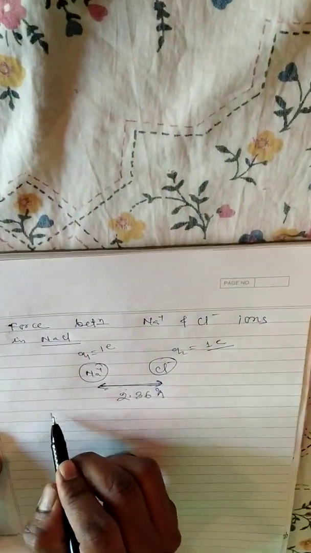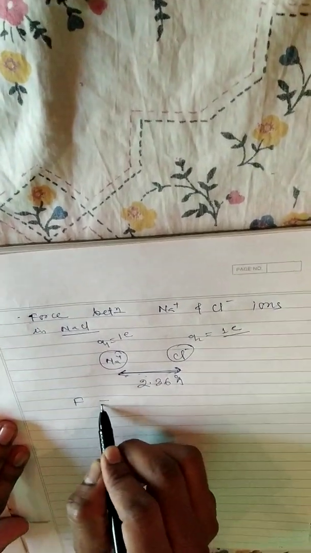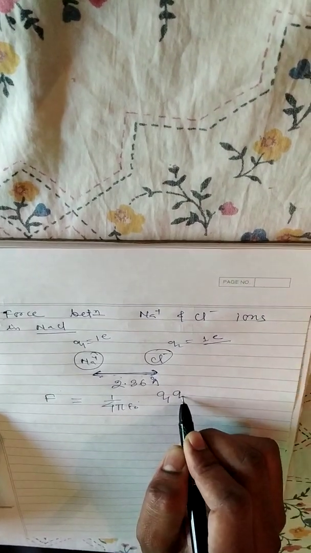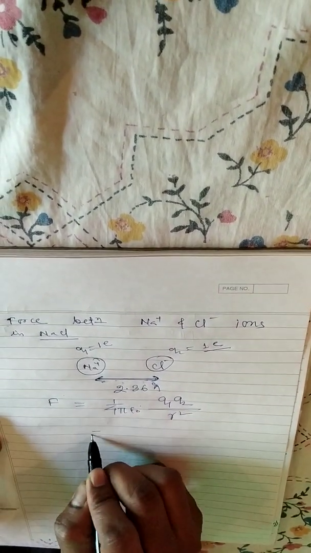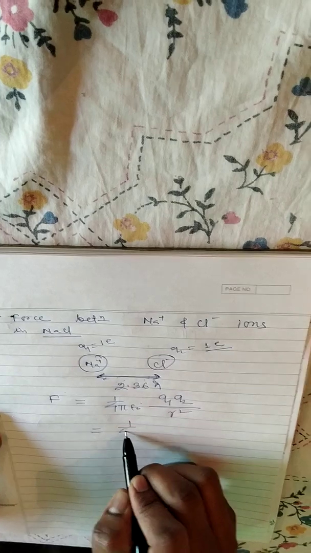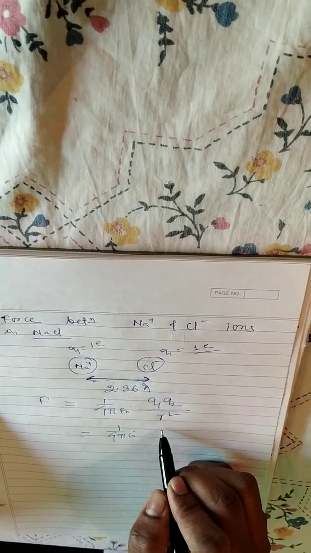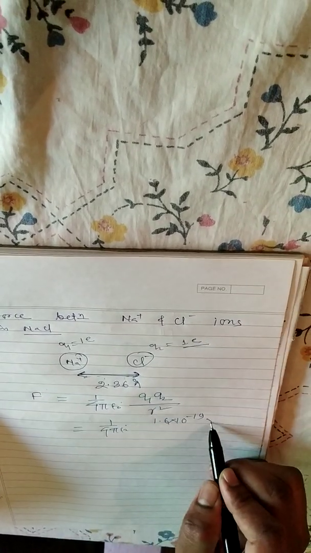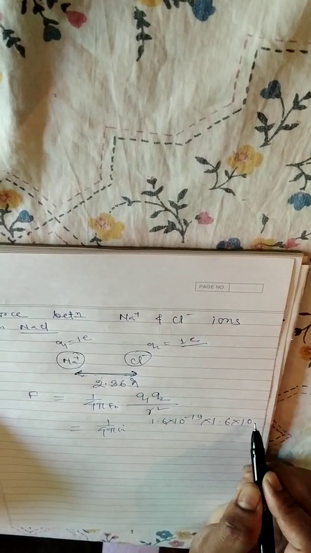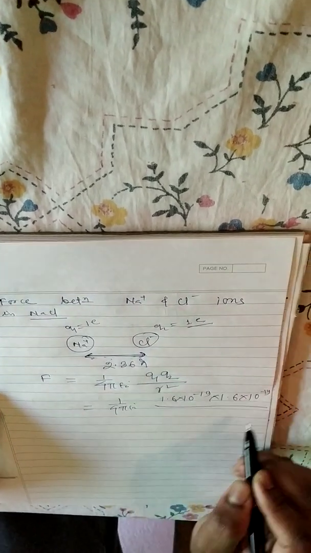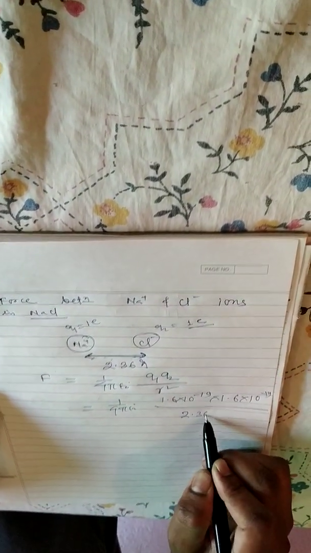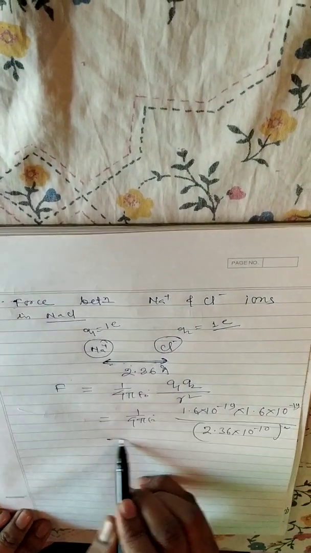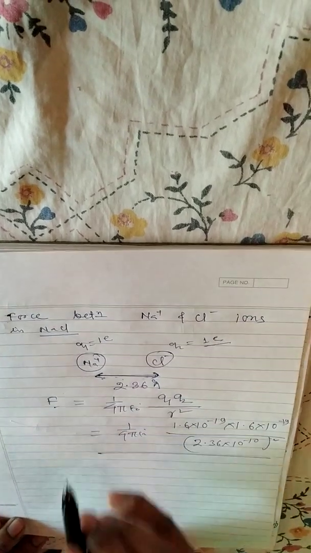The force between these two will be equal to 1 by 4 pi epsilon naught Q1 Q2 by R square. Put the values: Q1 equal to 1 electron charge, that is 1.6 into 10 to the power minus 19, and Q2 equal to 1.6 into 10 to the power minus 19, divided by R square, that is 2.36 into 10 to the power minus 10 whole square. Now you can calculate the force.